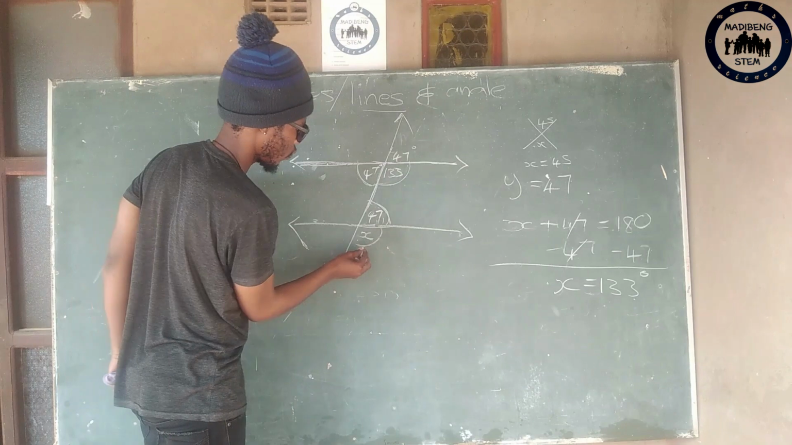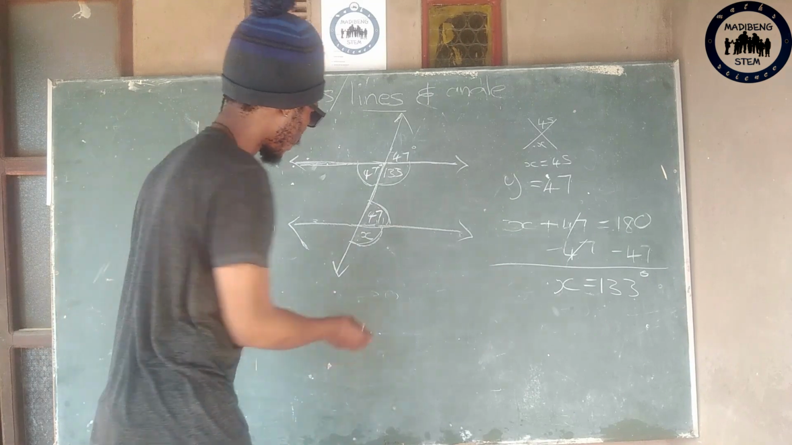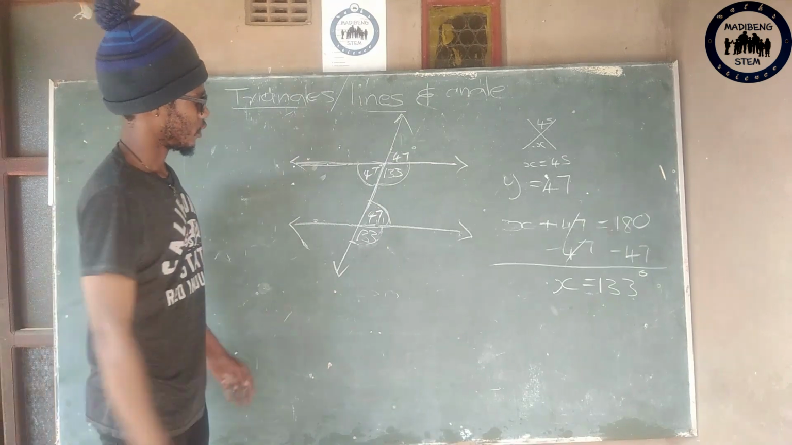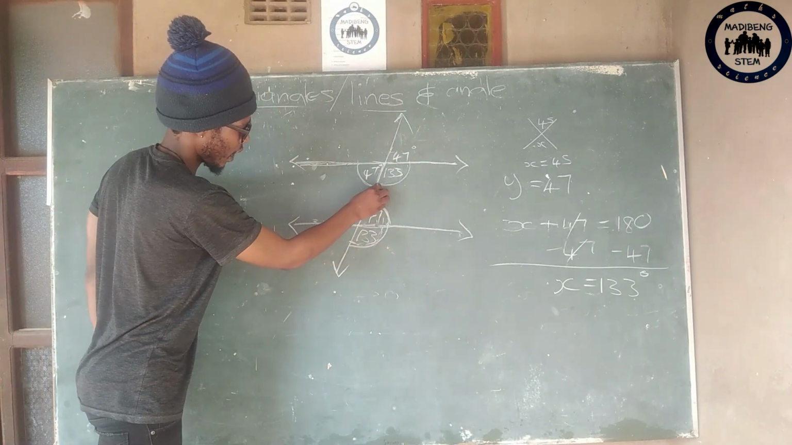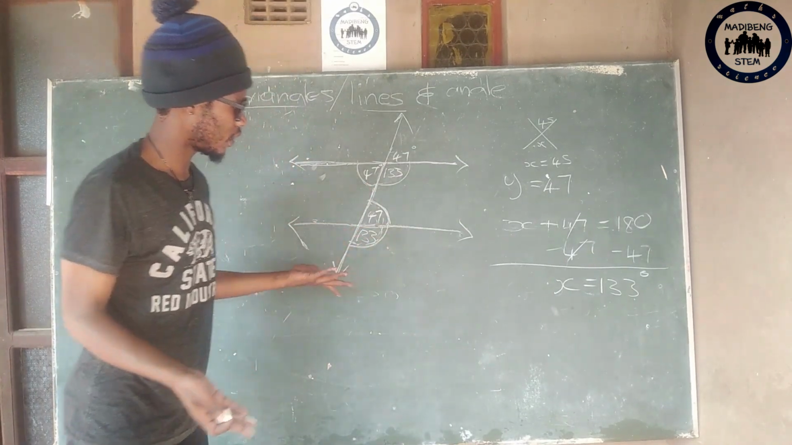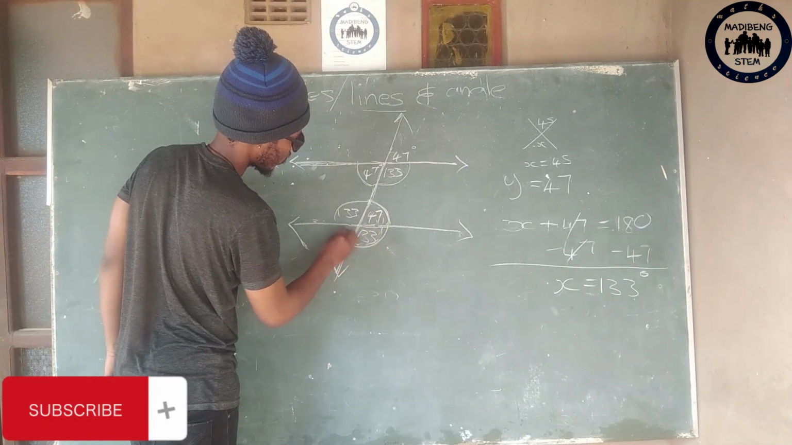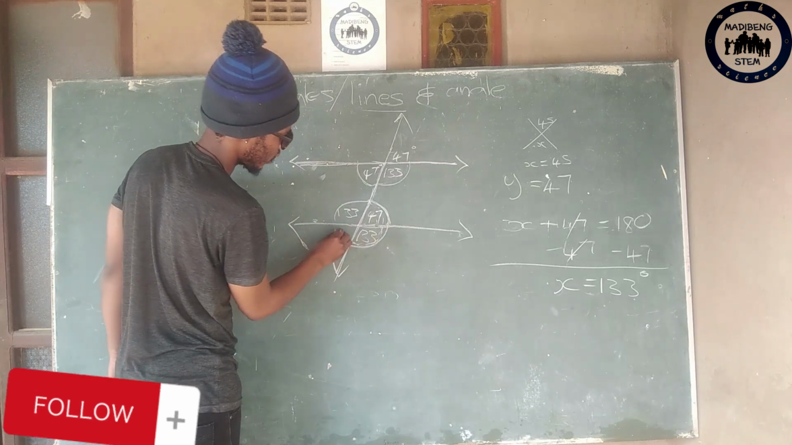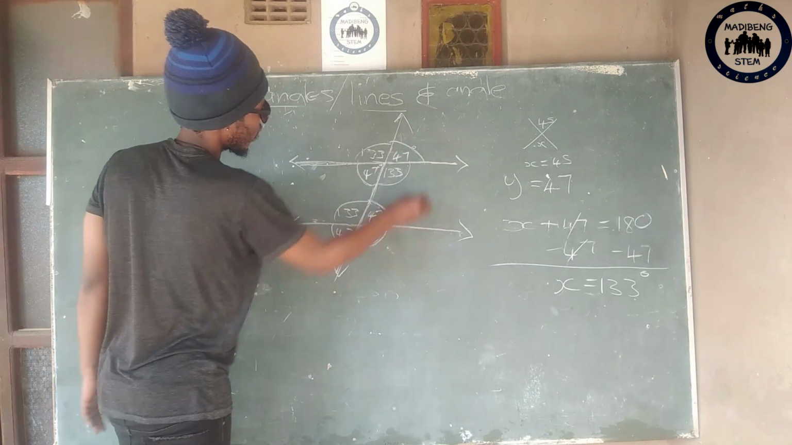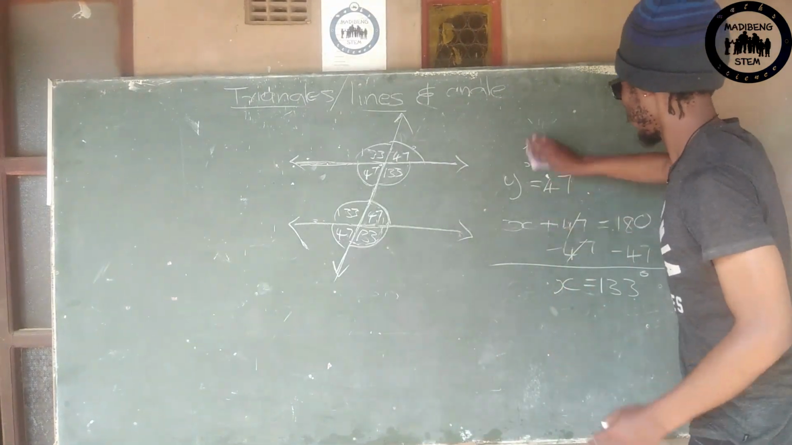So this angle corresponds to this one, so they are equal. They are congruent to each other. So x is also 133. The sum of the angles on the straight line is 180. 180 minus 47 is 133. That's it, guys. They are easy, these things. This angle is 133 because it's vertical to this one. This one is also vertical to this one. Easy peasy, guys.